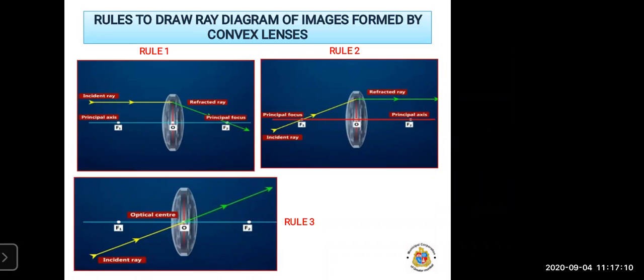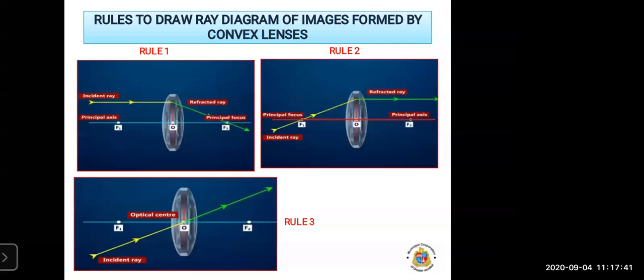When the incident light ray passes through the principal focus, the refracted ray is always parallel to the principal axis. Now the third rule is what? When the light ray passes through the optical center, it does not change direction.